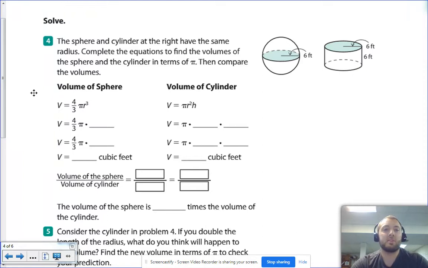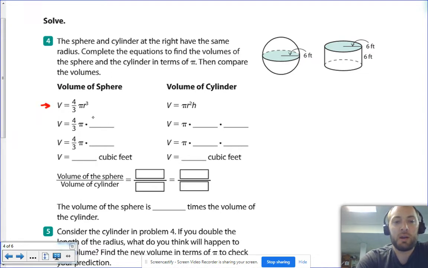So number 4, the sphere and cylinder at the right have the same radius. Complete the equations to find the volumes of the sphere and the cylinder in terms of pi. So it's kind of broken down for us. We're going to do this in number 4. So to find the volume of a sphere, you do 4/3 pi r cubed. So that's what's different here. This one is definitely different than the other two.